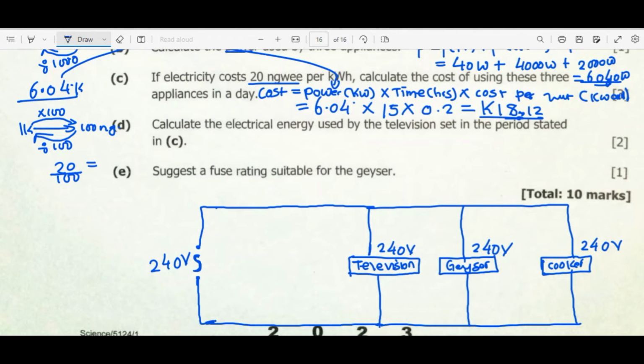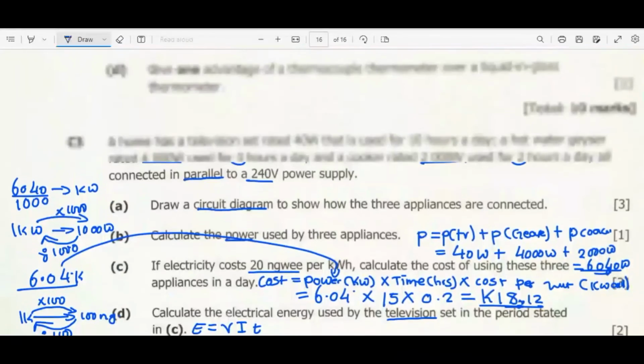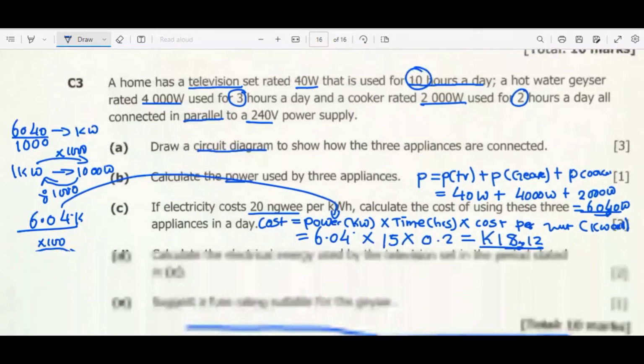So under question D, calculate the electrical energy used by the television set in the period stated in C. Now, electrical energy can be found by this formula: voltage multiplied by current multiplied by time. Now, whenever you are dealing with energy dissipated, make sure that the time is in seconds. Now our focus is on the television. So let's go back to the first statement.